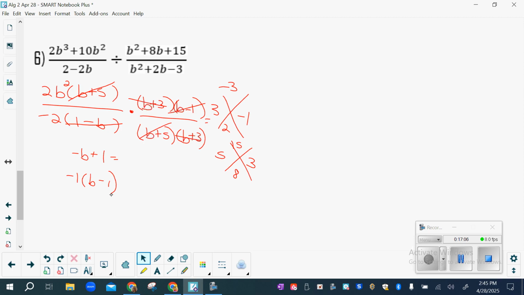Because we want to cancel b minus 1 and 1 minus b. They're not the same, because in one the b is in front of the negative, and in this one the negative is in front of the 1. We wouldn't cancel, we'd leave it the same. That's right. Good question. Okay, so now simplifying that, we have 2b squared over negative 2, which just becomes negative b squared. Okay.